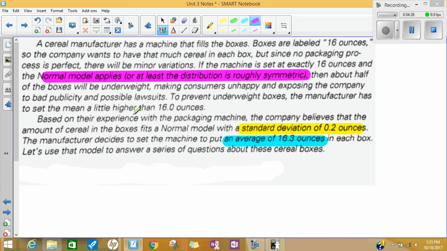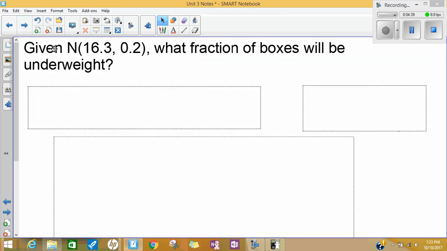So even though they want the mean to be 16 ounces, they have to set it a little bit higher to 16.3 so they're not underfilling the boxes of cereal. So we have a normal model with a mean of 16.3 and a standard deviation of 0.2. We want to know what fraction of boxes will be underweight. Remember that underweight is under 16 ounces. That's what they want their mean to be.